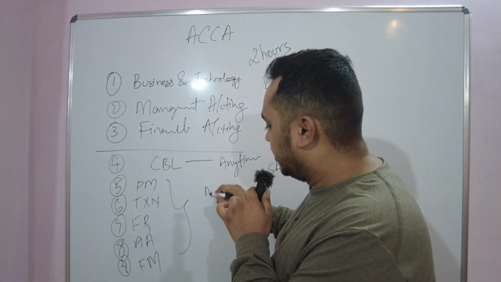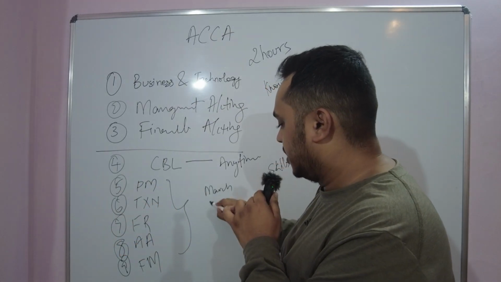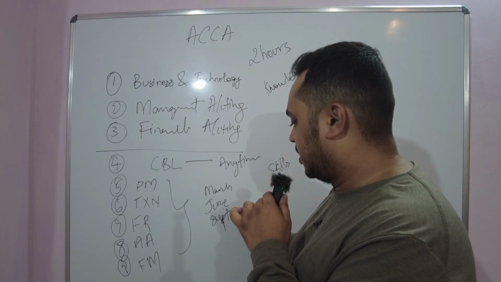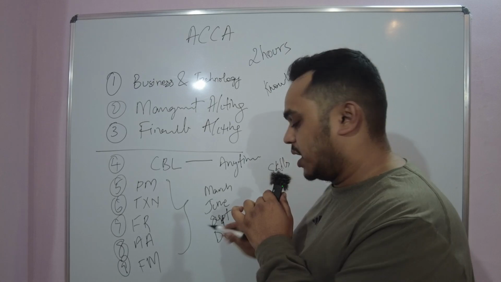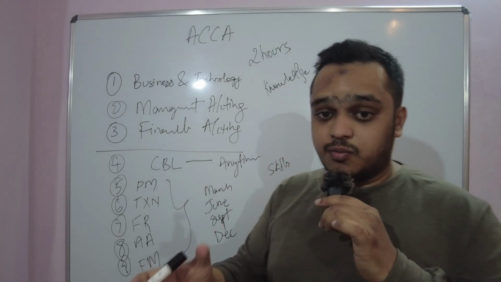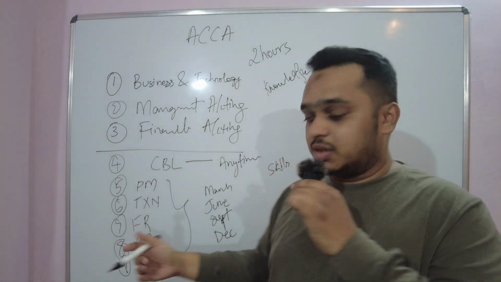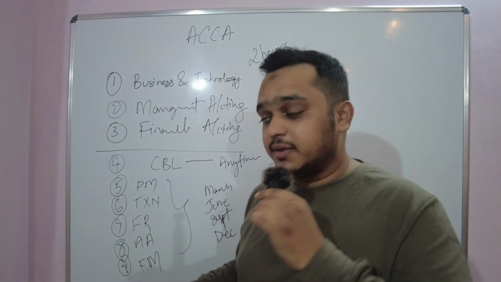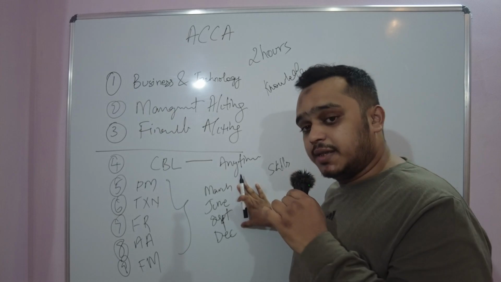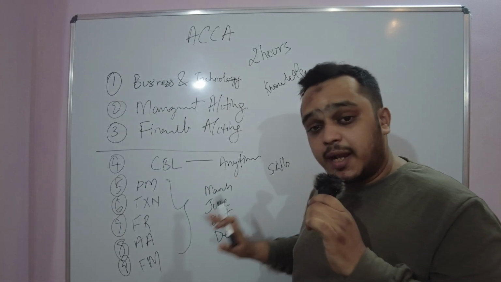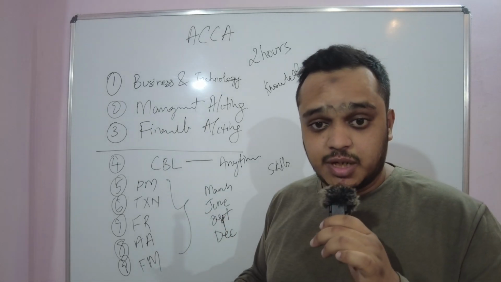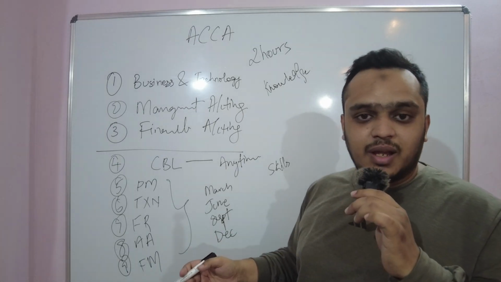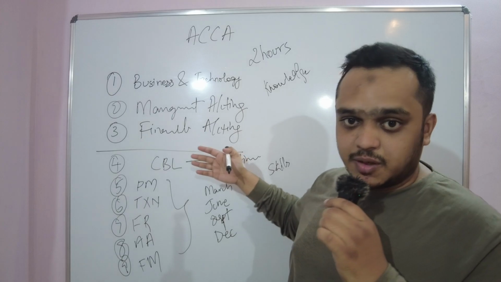The examination windows are March, June, September and December. Like I'm making this video on the 28th of May. Next month the examinations are starting for the June attempt. All the best to those who are going to go ahead for the examination. Understand this: this is a particular exam window in which you need to give the examination. You cannot give it anytime like you used to previously.